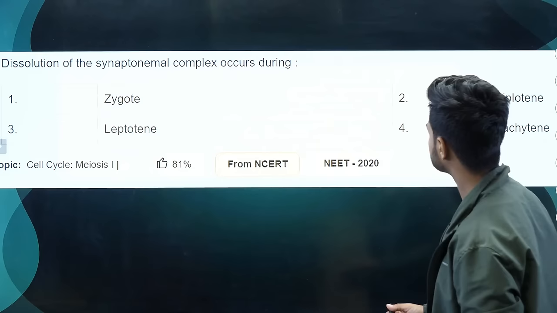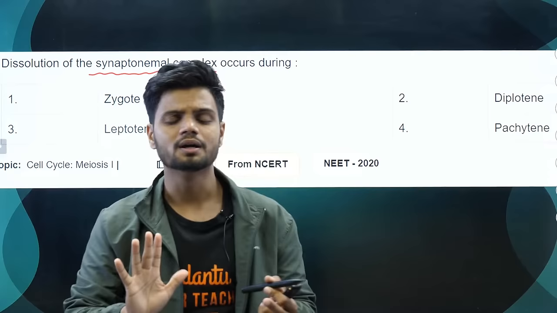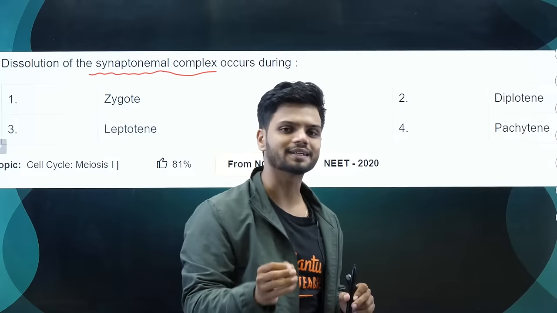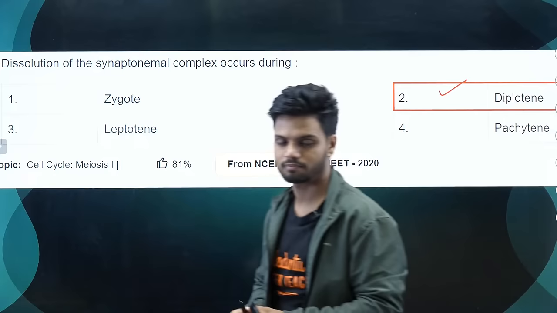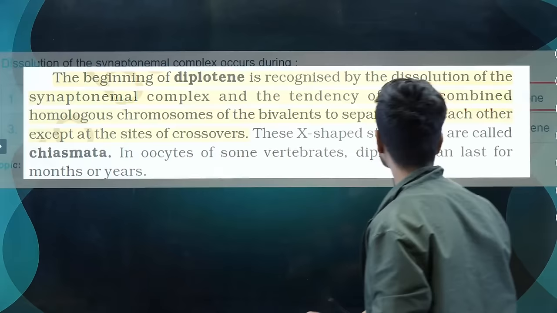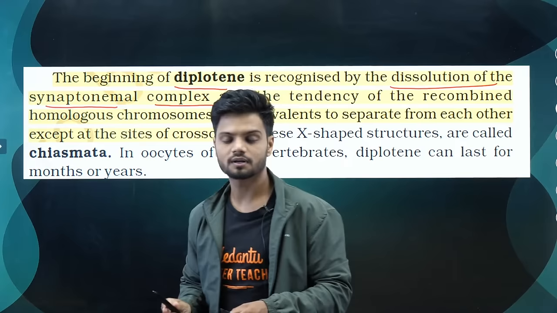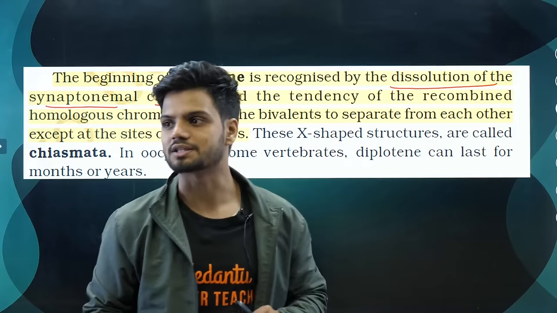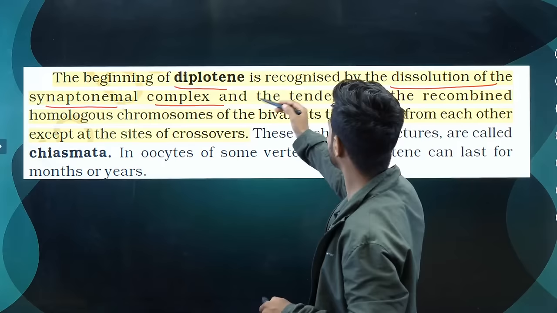Dissolution of synaptonemal complex. See, formation of synaptonemal complex is happening in your zygotene stage. But dissolution happens at which stage? Can anyone tell me in the chat, when does the dissolution of synaptonemal complex happen? Dissolution happens at your next stage, that is diplotene stage. Right? Diplotene stage. And it's here. In diplotene stage, dissolution of the synaptonemal complex is happening. Okay? Clear? Yes. Dissolution happens at the diplotene stage.